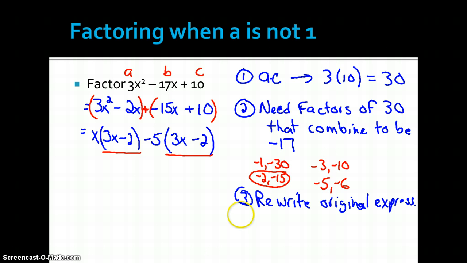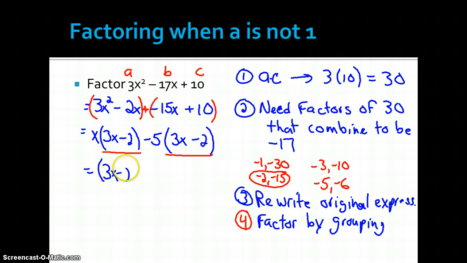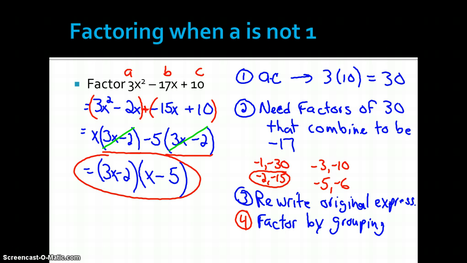That step right there is called factor by grouping. What we do now is we pull out the 3x minus 2. So we factored it out. That leaves us with x minus 5. So what we have here is our factorization of the original expression.